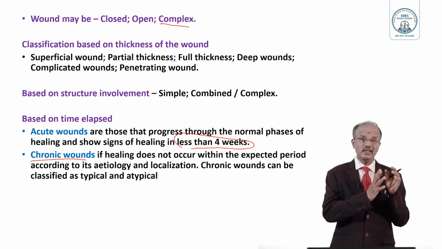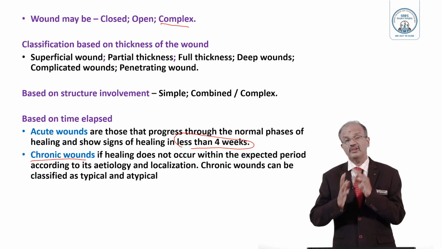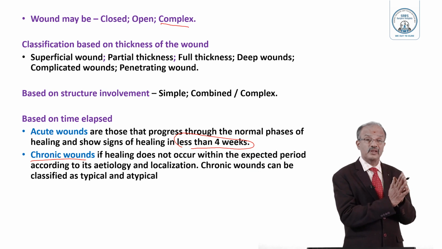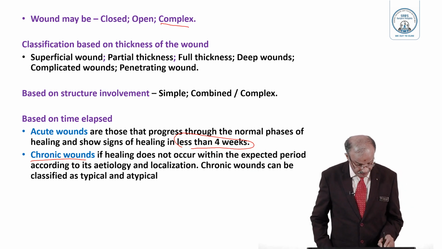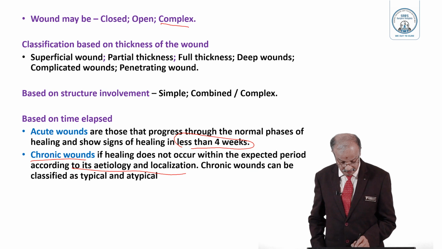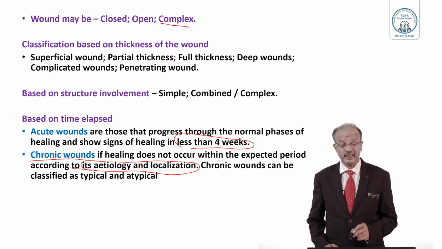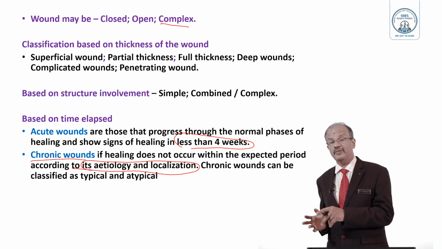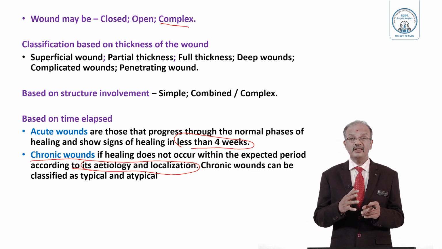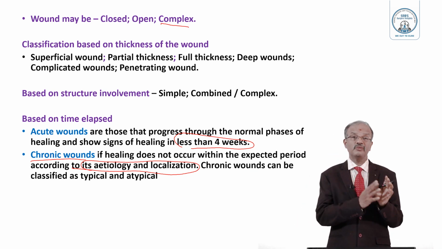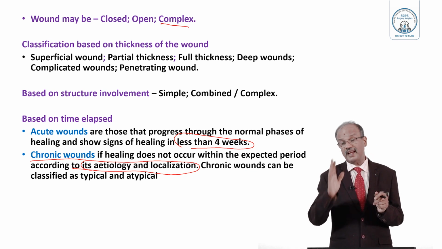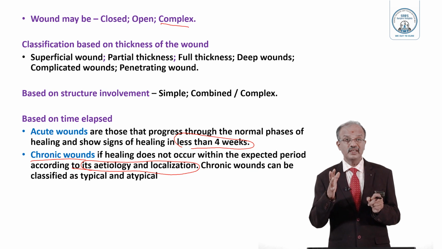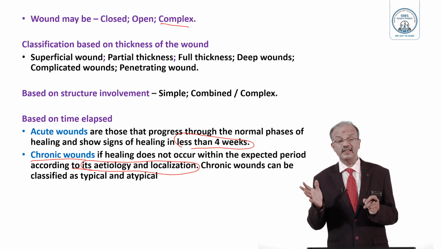Actually, chronic wounds are wounds which have not healed in the expected period for that particular area. That's important, and it is specific to the particular localization and etiology. This particular wound should have been healed by this time. If it is not healed by this time and is taking longer to heal, that means it becomes a chronic wound. So it is not a specified time. For individual areas and individual conditions, chronicity will be defined differently in individual patients.